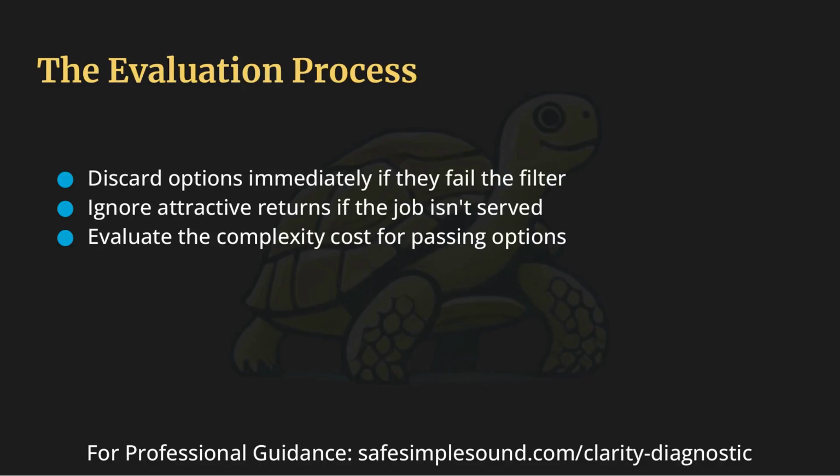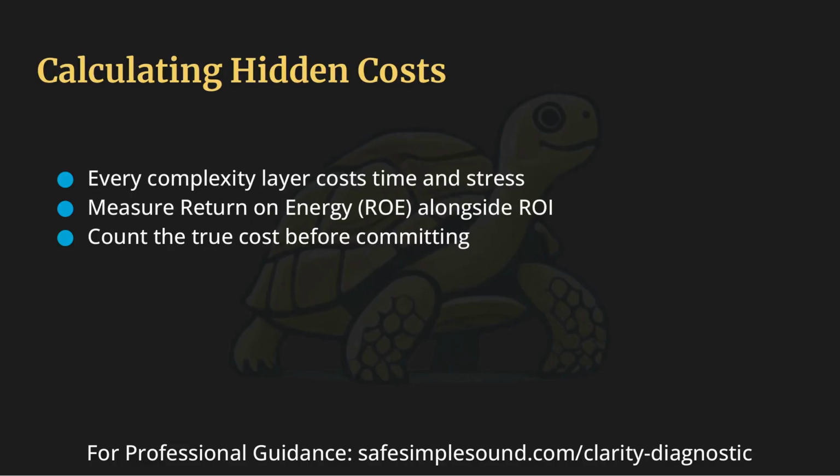You look at an option, a product, a strategy, a piece of advice. Does it serve the job you defined in question 1? If no, discard it immediately. We don't care how good the returns look. If yes, you must ask the second half of the question, what is the complexity premium? Every layer of complexity has a cost in time, stress, and cognitive load. We often calculate the ROI, return on investment, but ignore the ROE, return on energy. Question 2 forces you to count the cost.